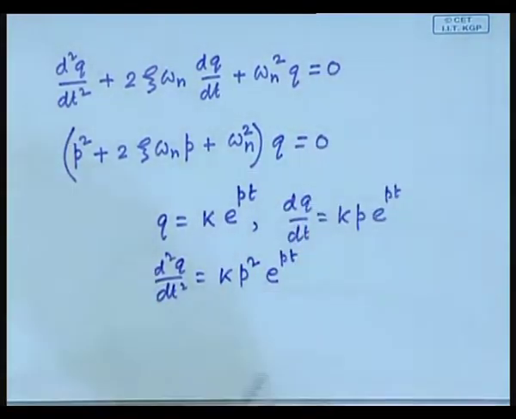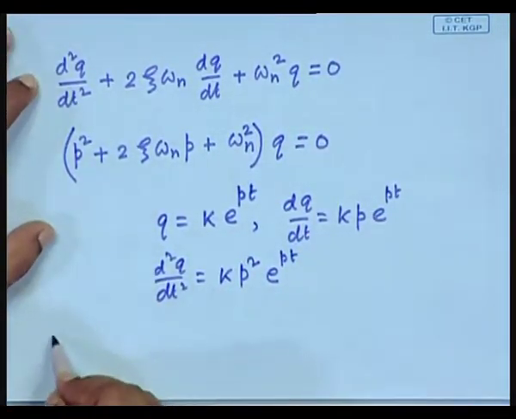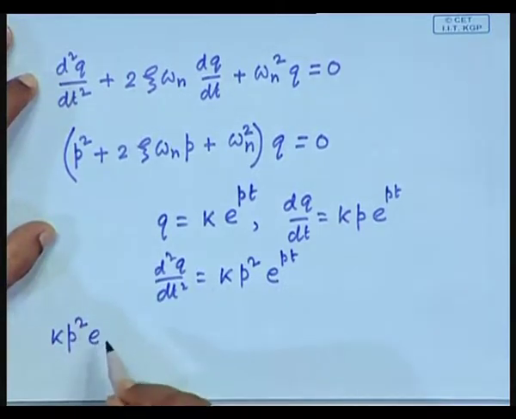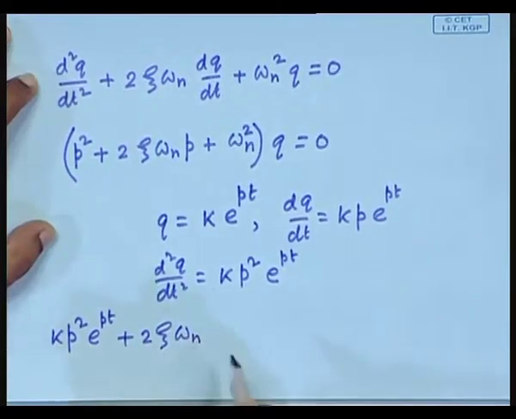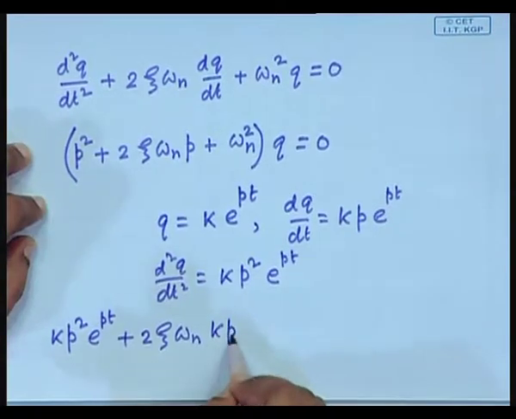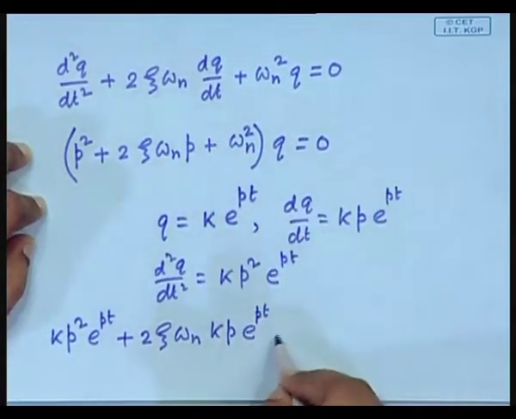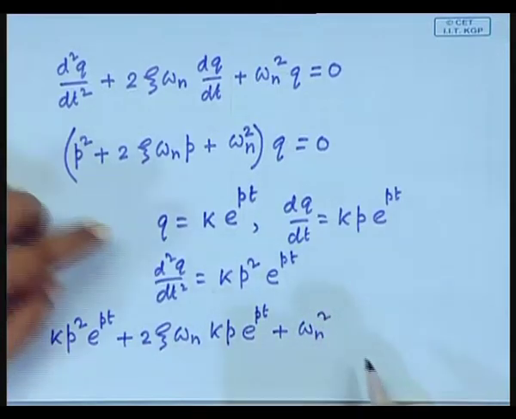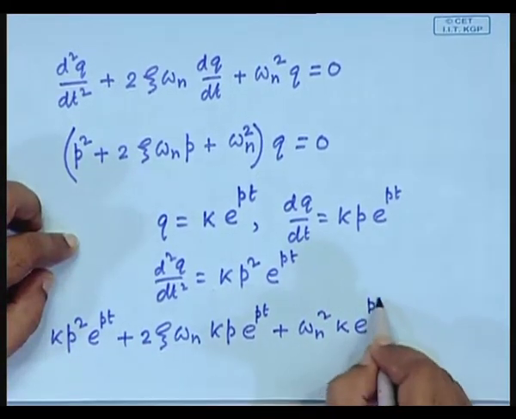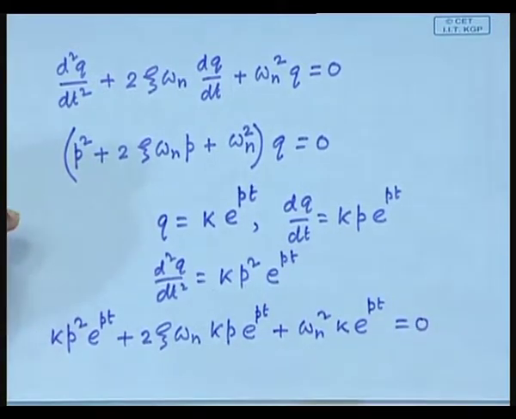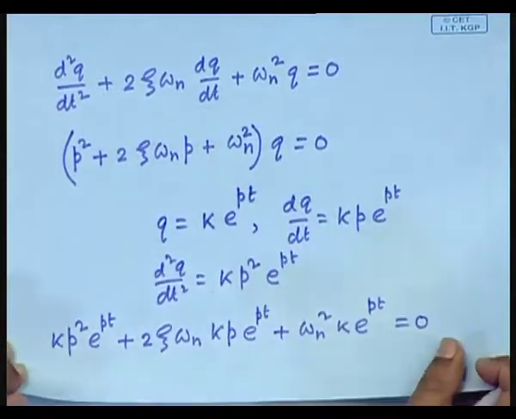So, if you substitute it here, then you have k p square e to the power p t plus twice zeta omega n k p e to the power p t plus omega n square k e to the power p t is equal to 0. You would immediately notice that this yields this equation. Check that. So, this cancels off, k cancels off. So, ultimately you get exactly this equation.